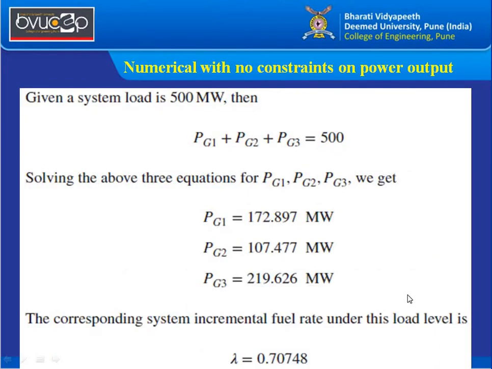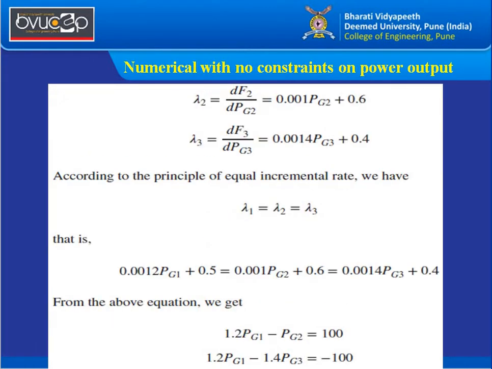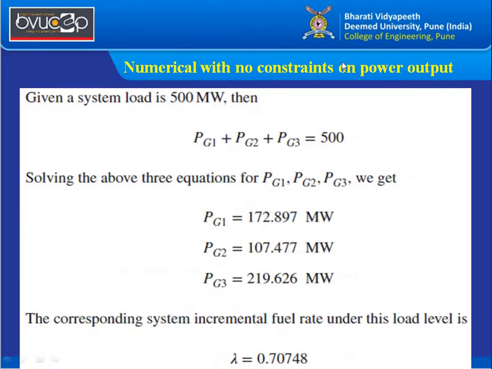Now, as we know that the given system load is 500 megawatt, we can say that Pg1 plus Pg2 plus Pg3 will be equal to 500. That is going to be the equal contribution. So we have three equations now for the three unknowns: this equation, the second equation, and the third equation.